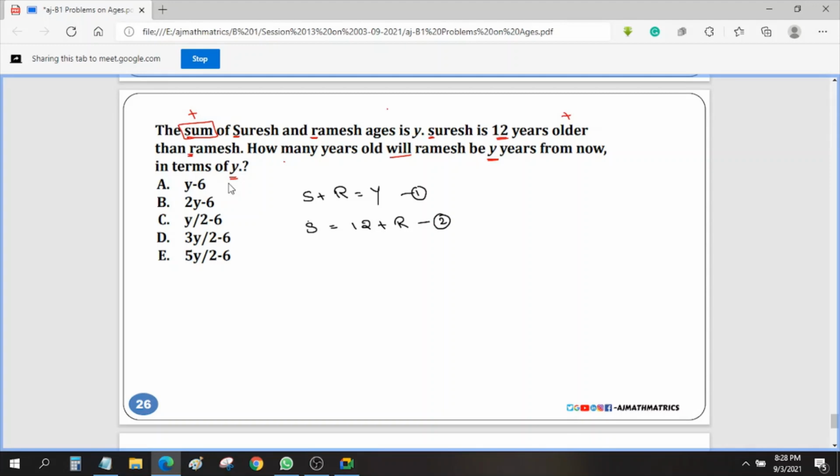So answers are not constant values here, because according to the algebra rule, if we have three unknown variables, three equations are required. But here we have three unknown variables and only two equations. So that's why we are going to find the answer in terms of y only.